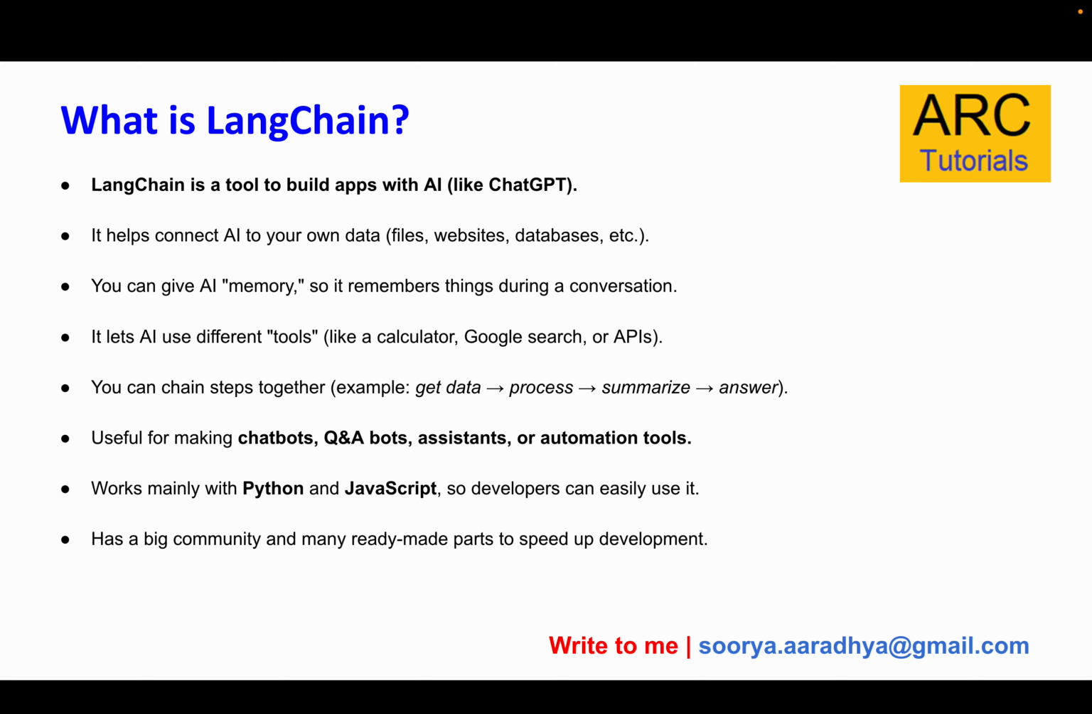It helps you connect AI to your own data, which is your files, website, databases, etc. You can give AI memory so that it remembers things during a conversation. It lets AI use different tools like calculator, Google search, or APIs for that matter. Using LangChain, you can define the steps. That means first get the data, then process it, then summarize it, and finally answer it. You can absolutely build your own chatbot, Q&A bots, assistant, all of it with very bare minimum code using LangChain.